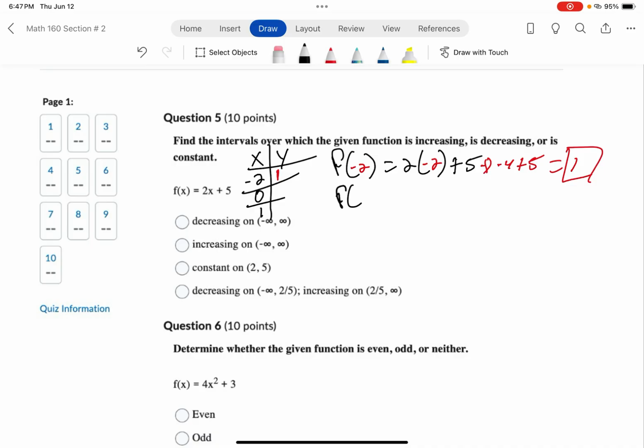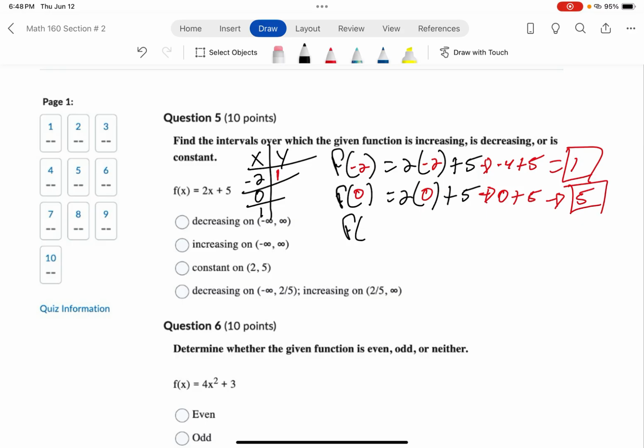Second number, the same process. I'm going a little bit faster here. For the second number, this is the original equation, 2 times x, plus 5. Here the number is 0. 2 times 0 is 0, plus 5. How much is this? This is 5, right? Because 5 plus 0 is 5.